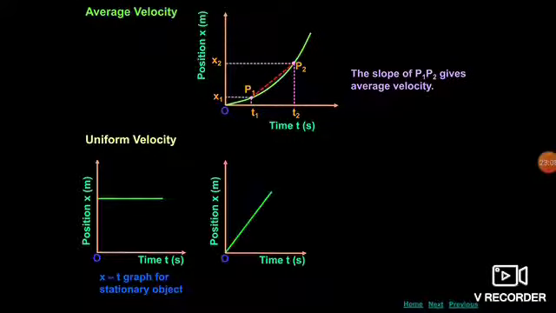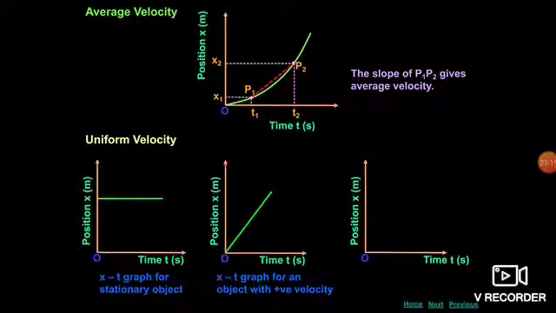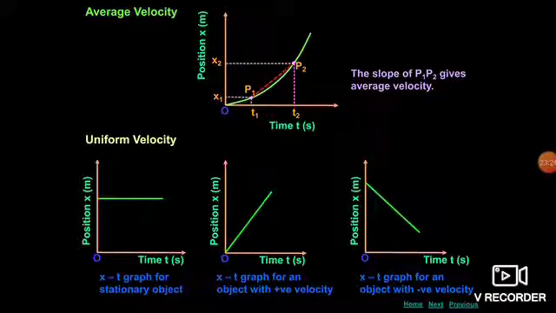In the next one, you can see that the line is straight, but it has some angle with the time axis. It means the body is moving. Xt graph for an object with positive velocity. In the next position-time graph, again, it is going downward. Xt graph for an object with a negative velocity. The second was positive, another was for negative.